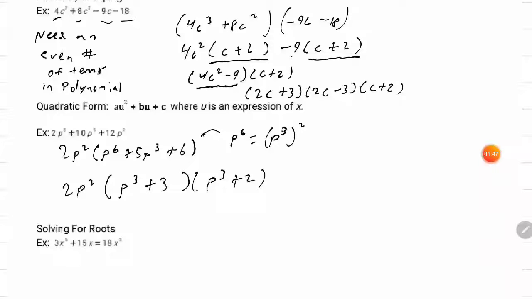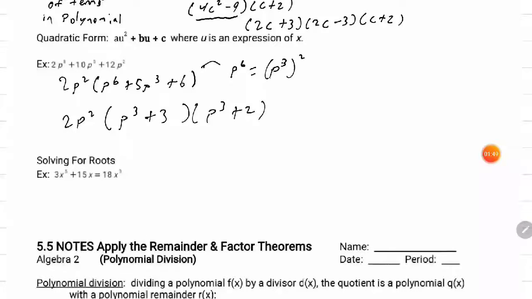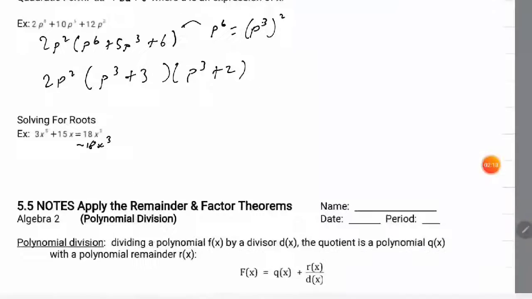Alright, solving for roots. This is when we finally have an equal sign. So before we were just simplifying. Now we have an equal sign, so we're going to actually solve for roots. So the first thing you got to do is move everything to one side. I always like having the coefficient of my highest exponent positive. So my highest exponent here is 3x to the 5th. So I'm just going to move over 18x cubed to the other side by subtracting it.